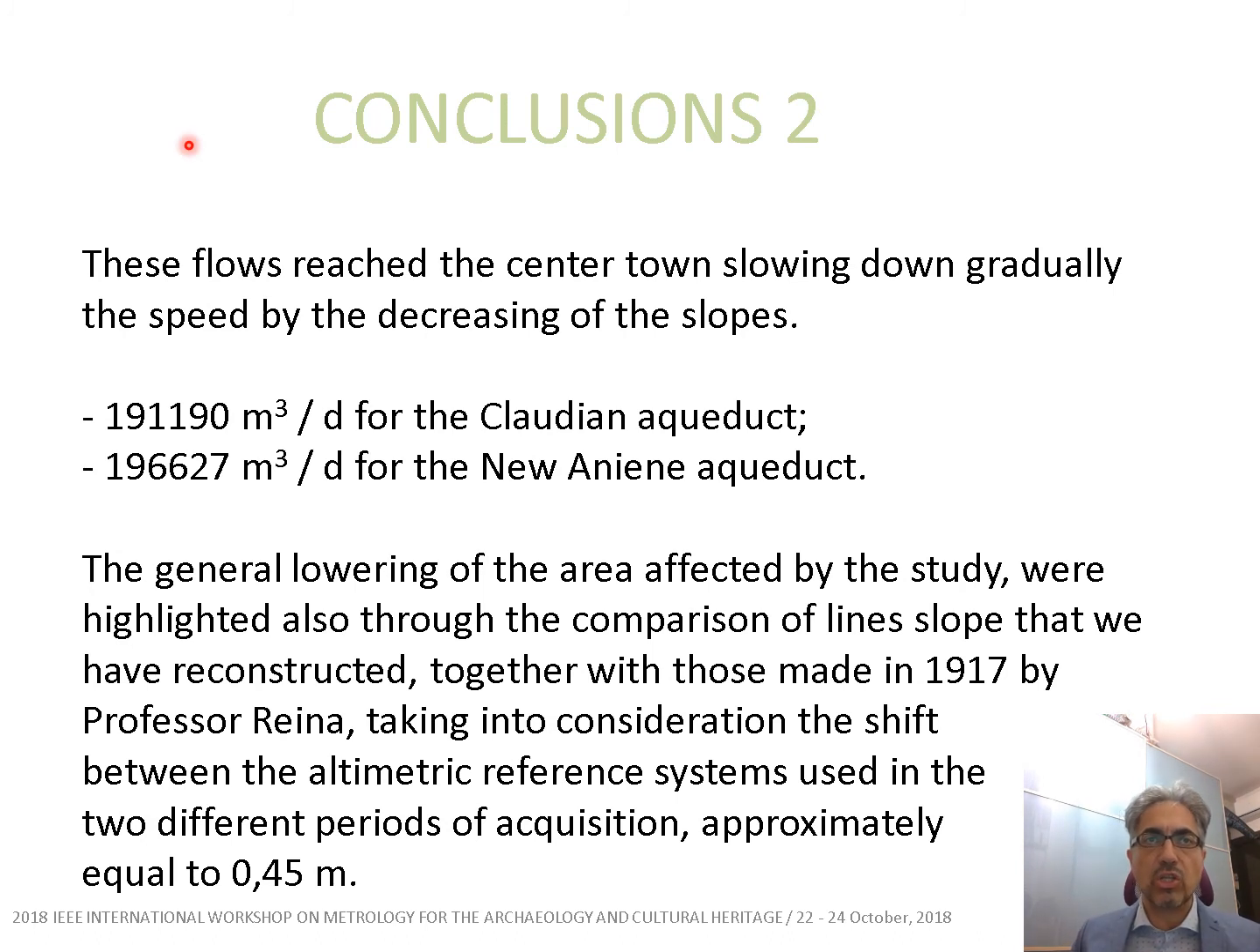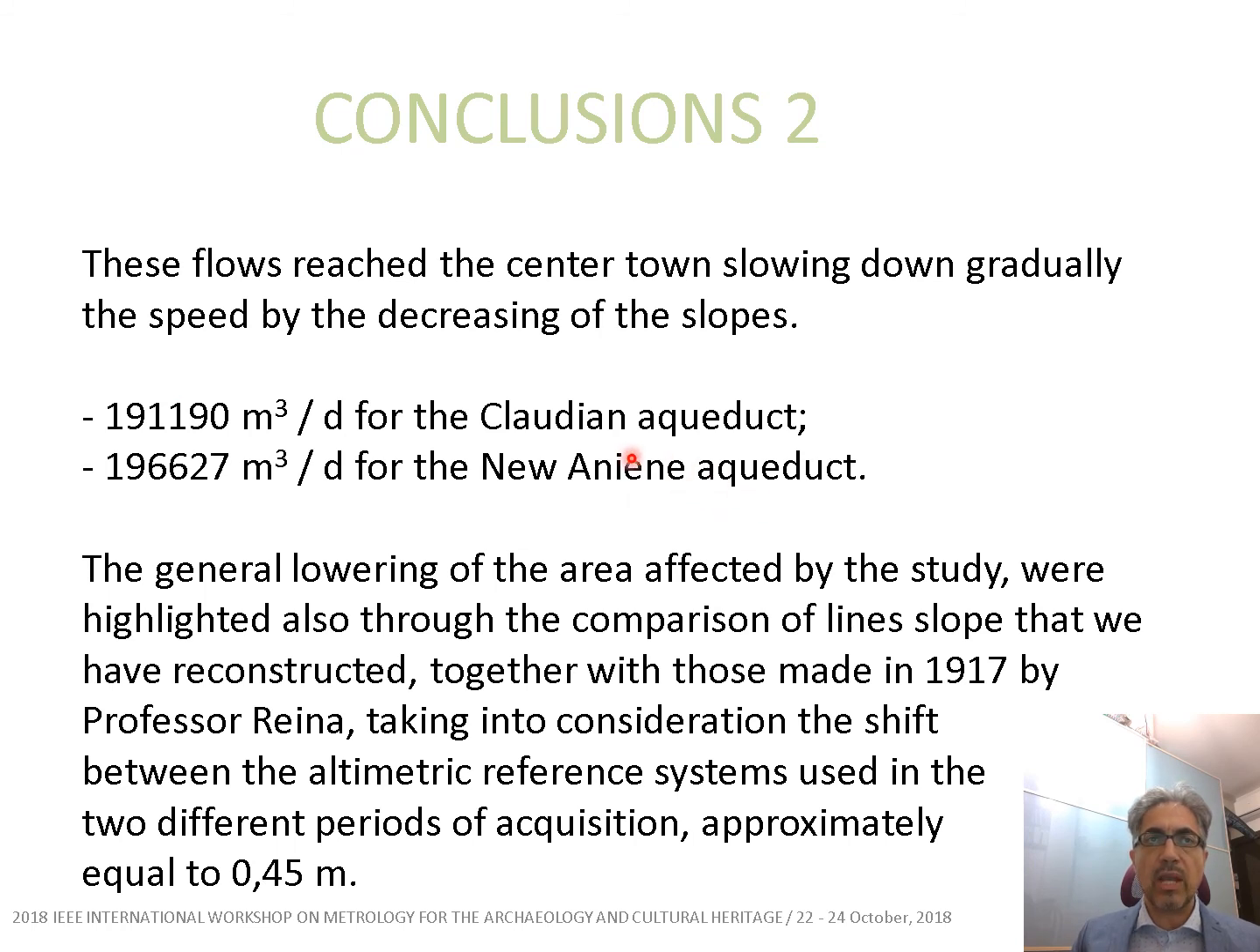These flows of water reached into the city center, gradually slowing down until they reached the center itself, with a flow rate for both aqueducts of about 200,000 cubic meters per day. In detail, we can see that our estimation is a little higher for the New Aniene aqueduct and a little lower for the Claudian aqueduct, but both of them were around 200,000 cubic meters per day, and so together they were 400,000 cubic meters per day.